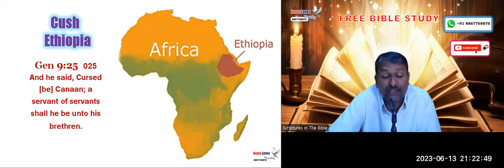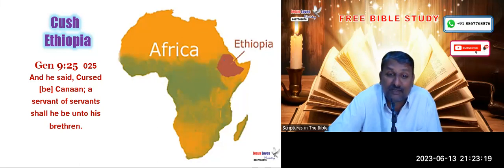Who is the father of Africa? Not Abraham. Father of Africa, as per the Bible. Noah's son. Very good. He had three sons. One was cursed. It is Canaan or Ham. You see, cursed be Canaan, a servant of servants shall he be unto his brethren. So this is the servant class.